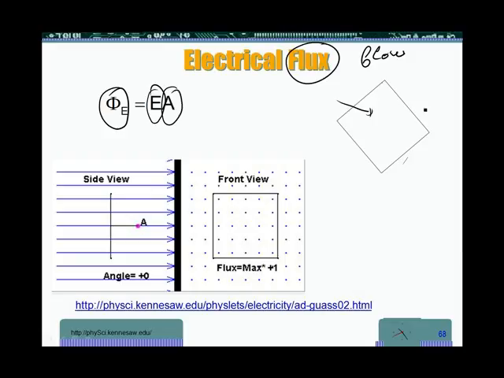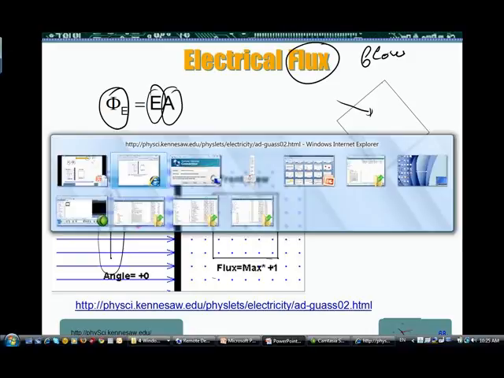So the area that we have here in a side view is going to look like just a line. And here we have the electrical field perpendicular to it. And then here is the front view. Now, in this particular picture, since the area is perpendicular to the electrical field, all the electrical field is passing through, and we have a maximum flux of +1. Okay, let's go to the simulation and run it.